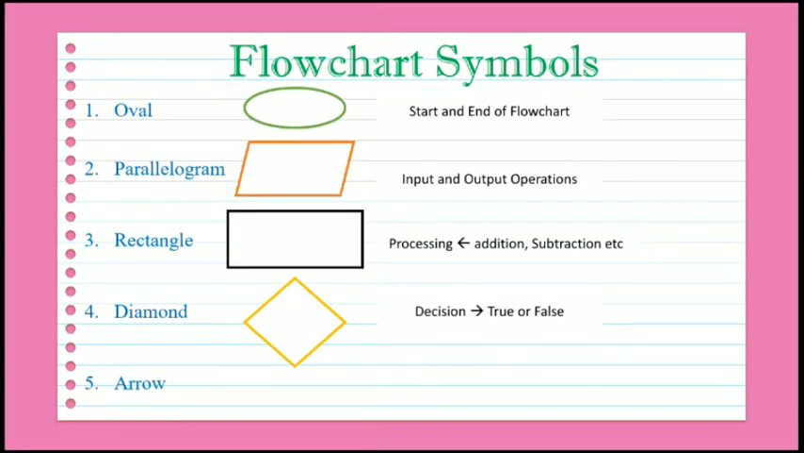Fifth symbol is arrow, also called as flow line, and it looks like this. It is used to denote the direction of logical flow in the flowchart. So using this symbol, wherever you direct the arrow, the flow of flowchart will move to that direction. So using these 5 symbols, we can create any basic flowchart for a particular algorithm.